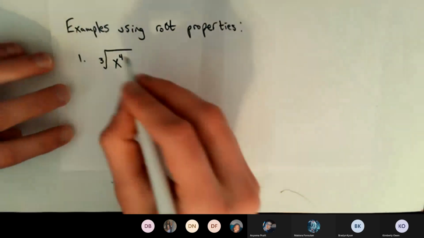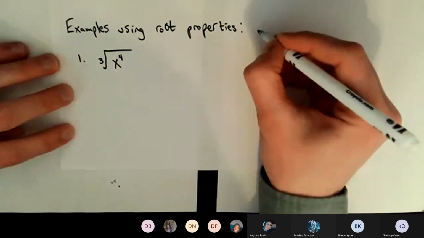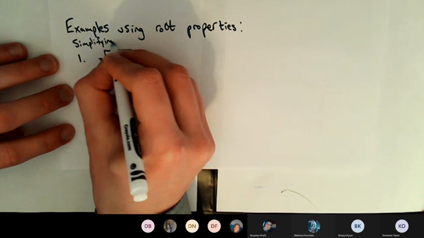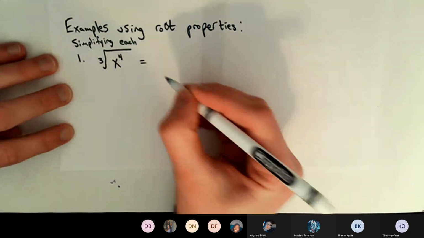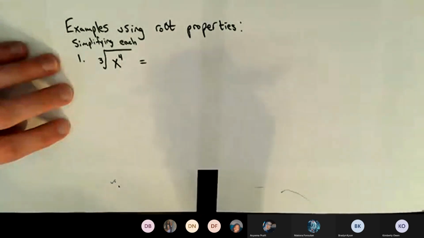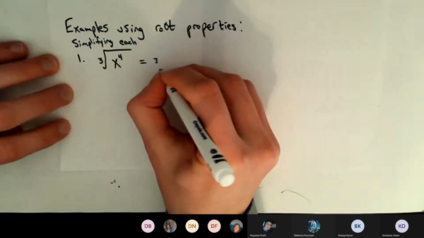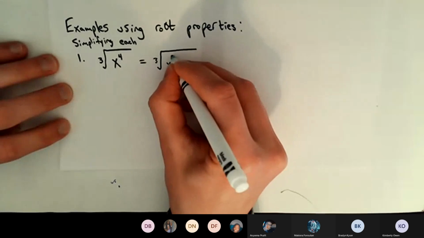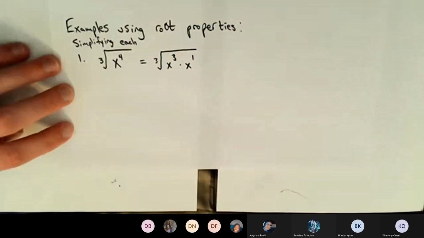So how can I simplify? So that's the instructions. For each, we're simplifying each. How can I simplify this? Well, what I want to do is try to get it to a place where I have a cube root of x cubed, because that can be simplified to just an x. So the idea here is to say, well, this is the same as x cubed times x to the 1st.